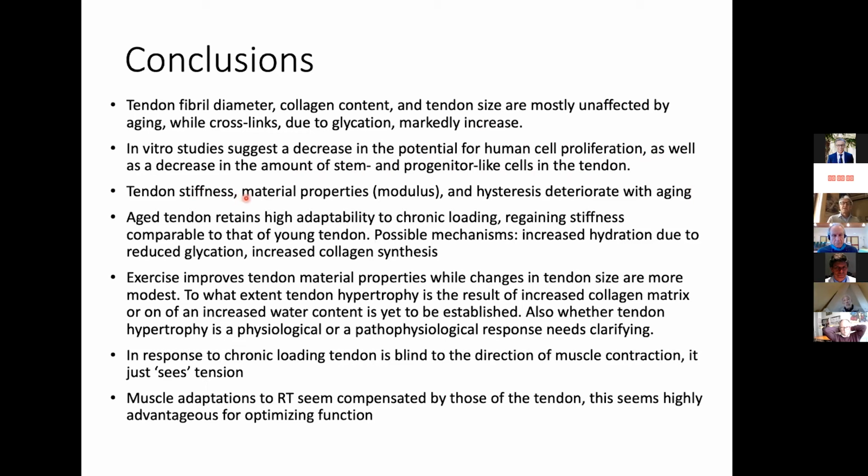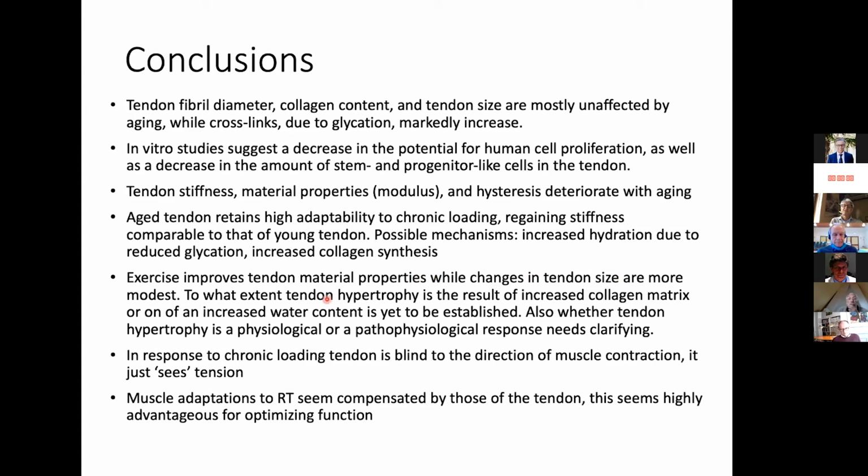Tendon stiffness and material properties, that is to say Young's modulus and hysteresis, deteriorate with aging, whereas aged tendon retains high adaptability to chronic loading, regaining stiffness comparable to that of a young tendon. Possible mechanisms for this are an increase in hydration due to reduced glycation and an increase in collagen synthesis. We've also seen that exercise improves tendon material properties, while changes in tendon size are more modest.